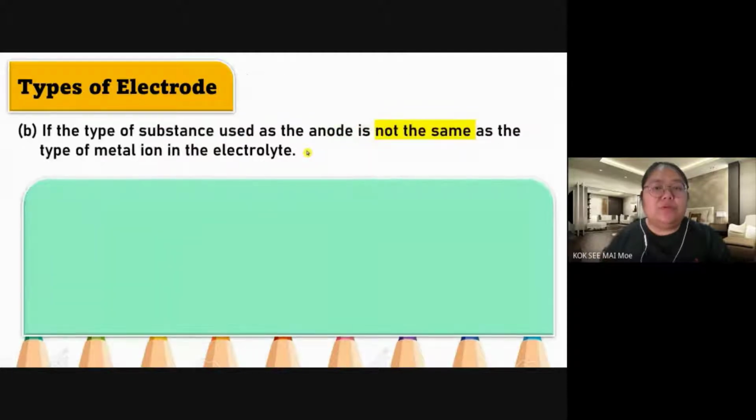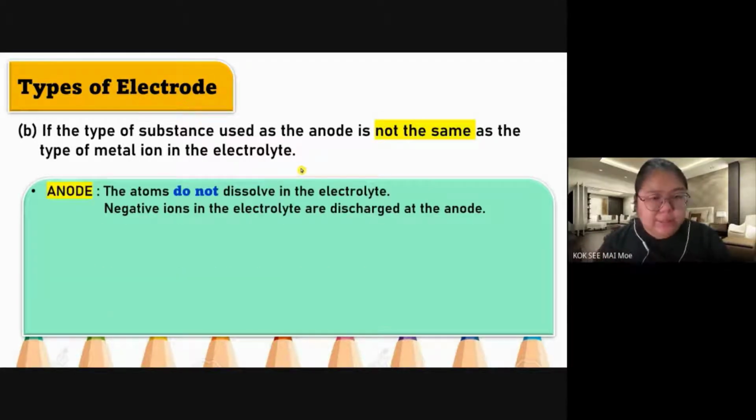Okay, now we go to the second one. The second one is a different material. If the type of substance they use at the anode is not the same as the type of metal ion in the electrolyte, that means different. Maybe they're using carbon, and the solution, you're using copper, a different thing. So we're going to see what happened to the anode.